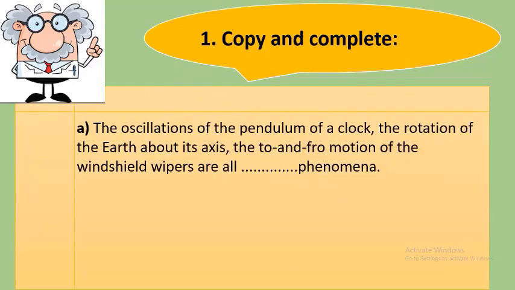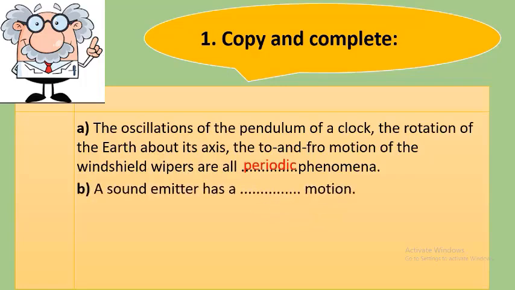The oscillations of the pendulum of a clock, the rotation of the earth about its axis, the to and fro motion of the windshield wipers are all what type of phenomena? Yes, they are periodic phenomena. A sound emitter has what type of motion? It has a vibratory motion.